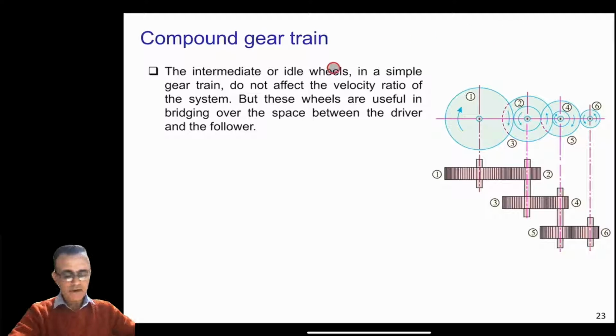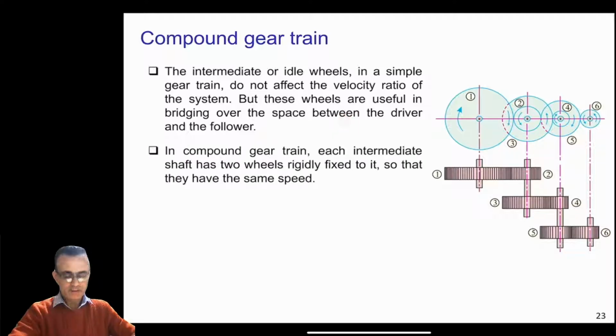But now we have another gear train, which is what we call a compound gear train, as you can see in this figure here. So the intermediate or idle wheel in a simple gear train do not affect the velocity ratio of the system. But these wheels are useful in bridging over the space between the driver and the follower. But in compound gear train, which is this case here, each intermediate shaft has two wheels, as you can see in this case here.